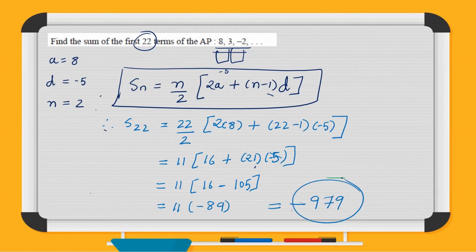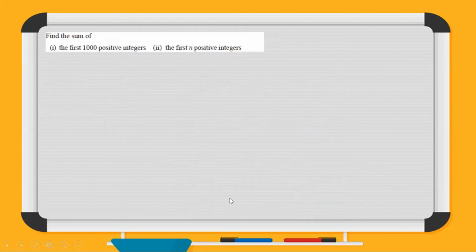So you can write down the statement. Hence, the sum of first 22 terms of this given AP is minus 979. Okay, proceeding. Now see, the question says, find the sum of first 1000 positive integers, right?